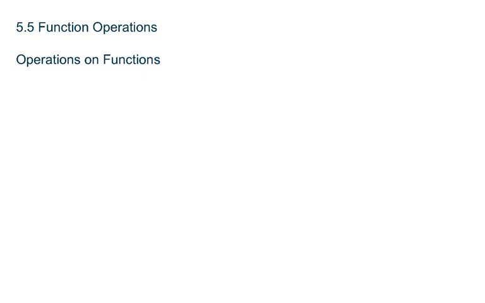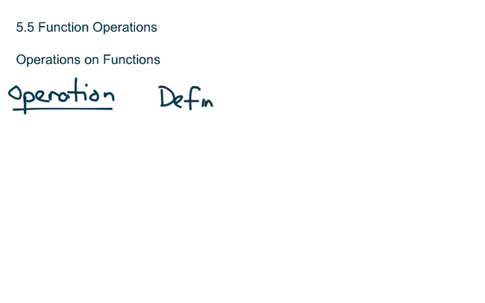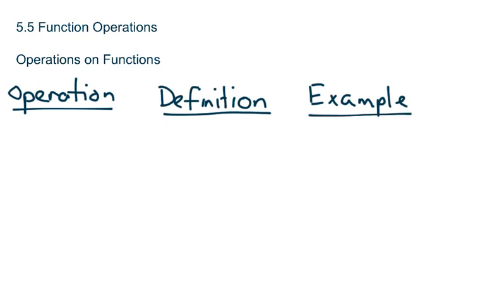Okay, so I'm going to make a table here. The first column is operation. Second column is going to be definition, and the third column is going to be example. Okay, so operation, definition, and example. The first operation we're going to do is addition, adding two functions together.